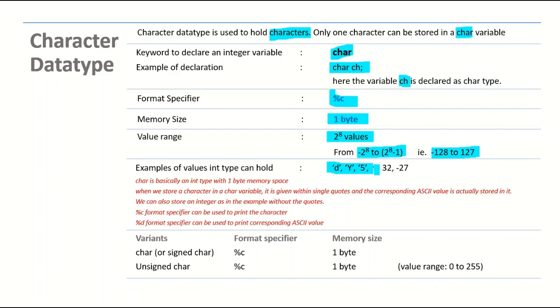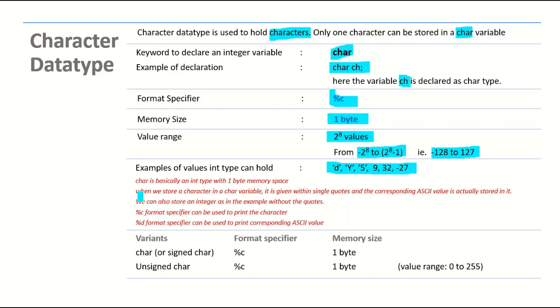And we can also store numbers like 9, 32, minus 27 in a char data type, because char is actually the basic version of integer data type. That is, an integer data type with a storage capacity of only 1 byte is the character data type.